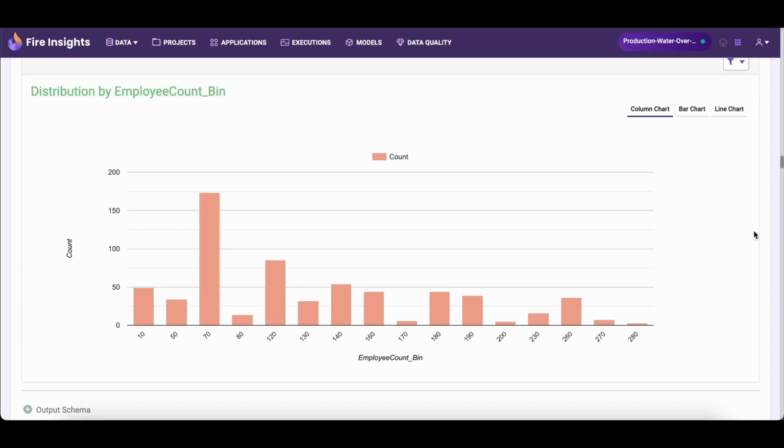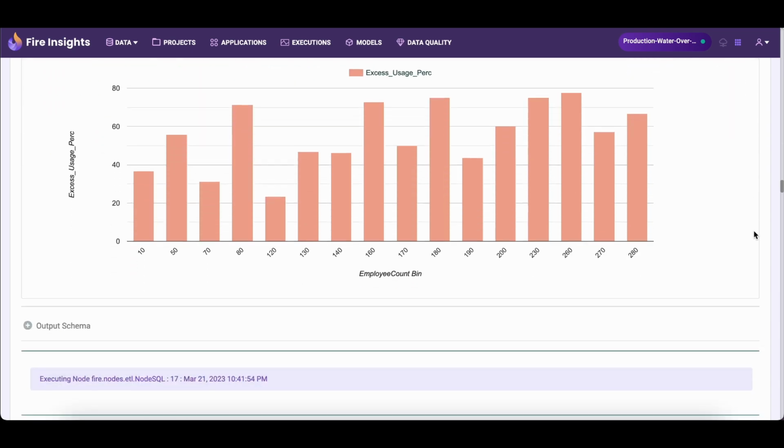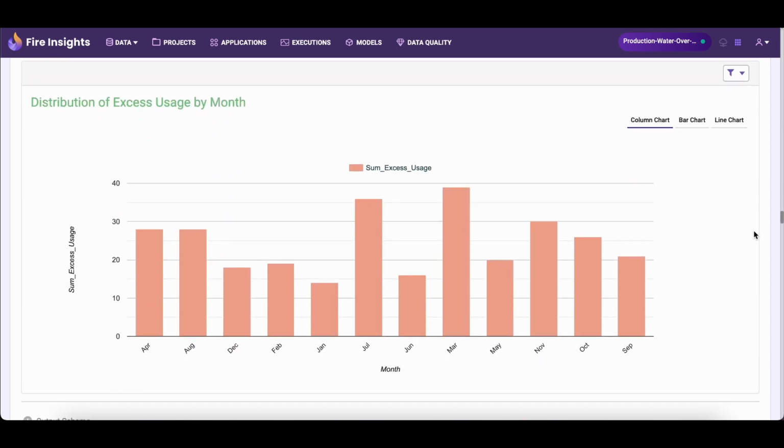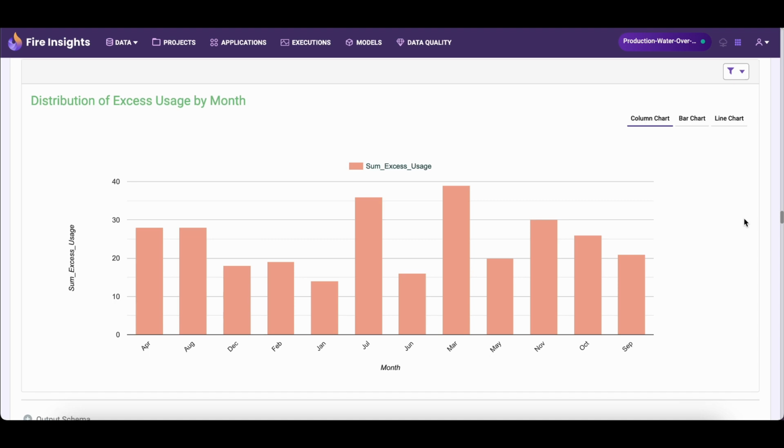Here we have the same chart, but instead on its own, rather than using the graph subplots node. One of the other graphs that we created was the distribution of excess usage by month. We can see that July and March have the highest sums of excess usage. This may make sense depending on the production environment, where warmer months can affect the temperature and the water loss and leakage.